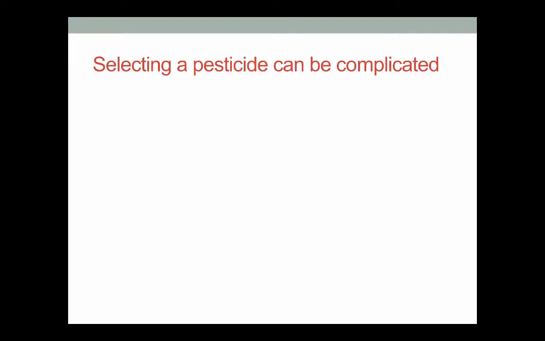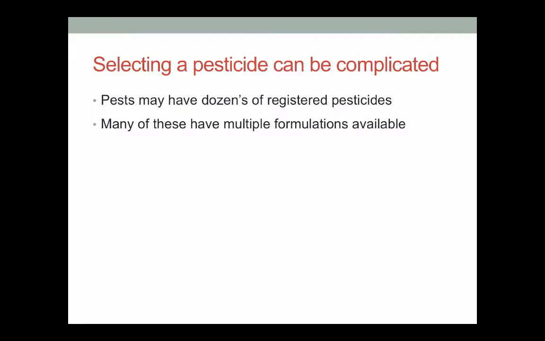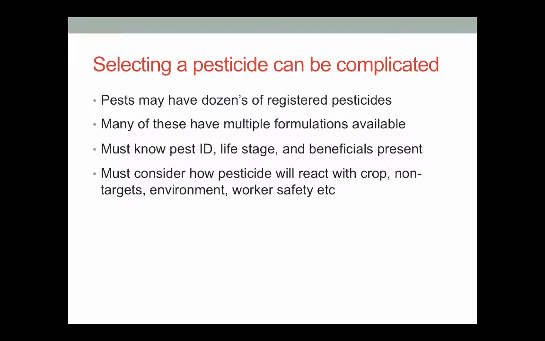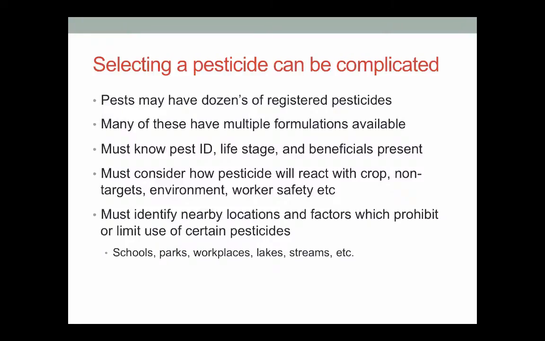So one of the challenges with pesticides and with teaching a pesticide section of the class is the fact that selecting a pesticide can be very complicated. On one hand, for any given pest, there may be dozens of registered pesticides that you can choose from. There may be multiple formulations within those pesticides, so that you could basically pick your chemistry, but then you might have to pick from amongst a wide range of application styles. When you're applying, there are certain techniques that will be more effective depending on what pest it is and their life stages. You need to consider how the pesticide is going to react with the crop and with worker safety and the like, and some options will clearly be safer than others or more effective than others.